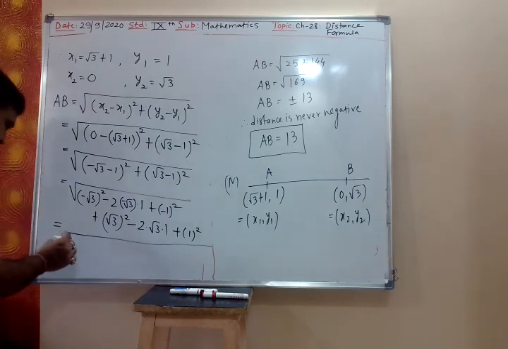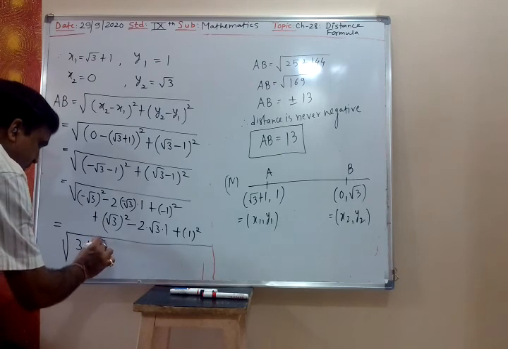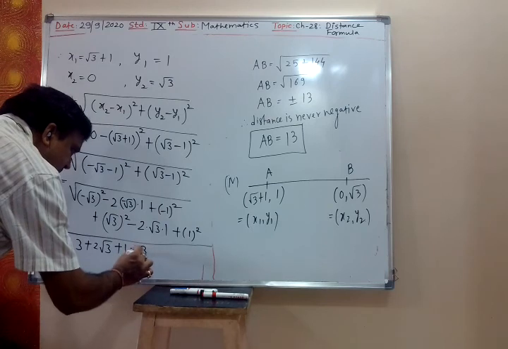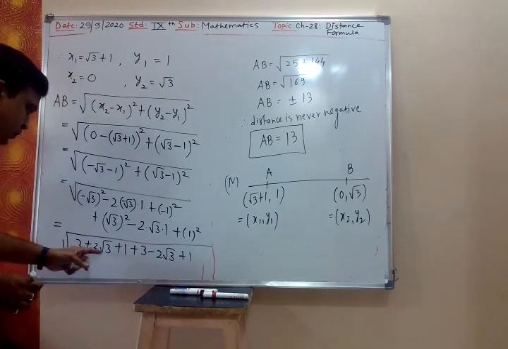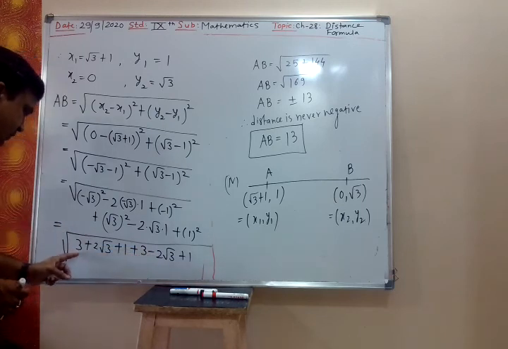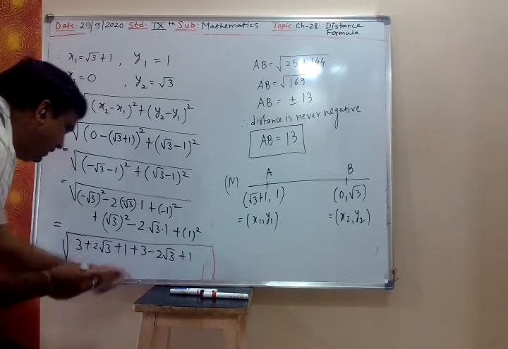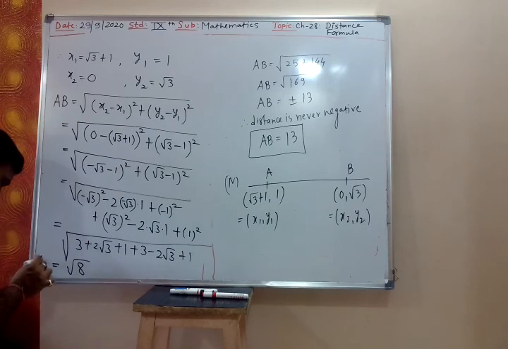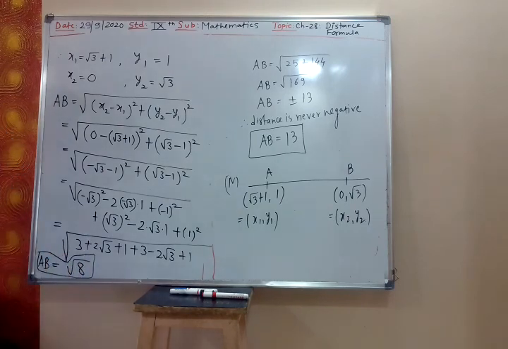So this is 3. 3 plus 2 root 3 plus 1 plus root 3 square is 3 minus 2 root 3 plus 1. Plus 2 root 3 minus 2 root 3 get cancelled. 3 plus 3, 6 plus 1, 7 plus 1, 8. So that is root 8. So AB is root 8. Are you getting? AB is root 8.